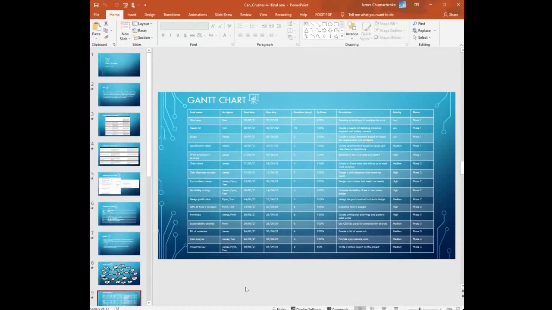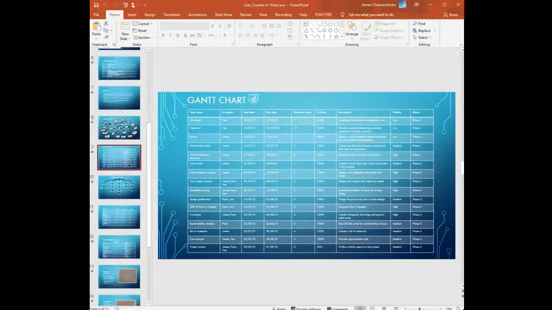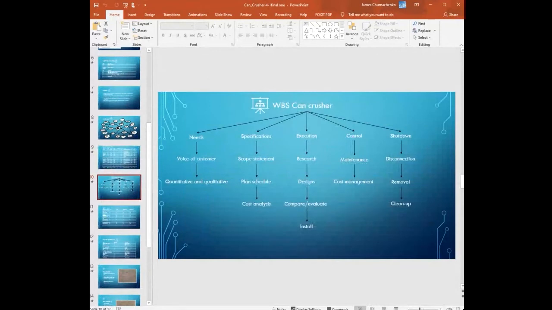And what else did we have? The work breakdown structure. So we split it into 5 different parts: the needs, the specifications, execution, control, and shutdown. So this allowed us to successfully divide up the tasks, and it also helped with ranking importance of each trial design. All right, I'll hand over to Flynn.